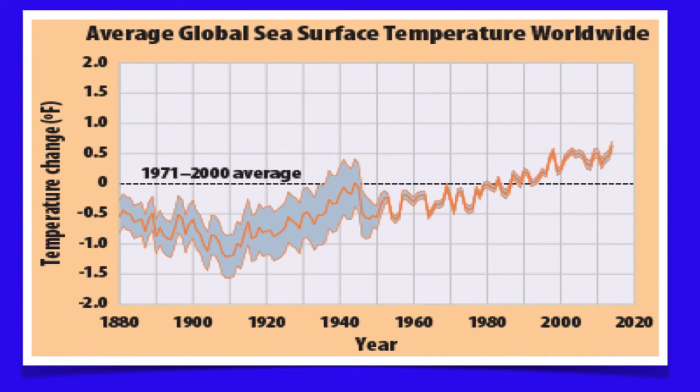Here you can see how the average global sea surface temperature of the world has been increasing over time. In 1971 to 2000 average, it was less than 0.5 temperature change, but now the temperature of this water has increased so much higher, and every degree counts. We'll explore that.